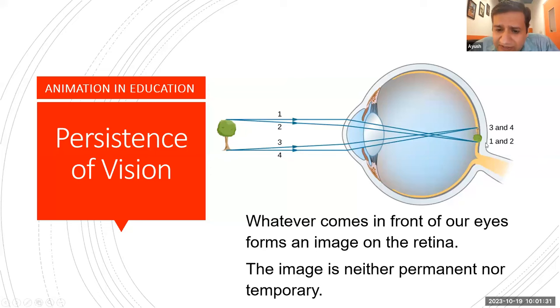The thing is that the image that is formed, this is important, is neither permanent nor temporary. It stays on that screen, the retina, for some time, and then a new image comes. Either our head moves or something moves. So there's a new image all the time coming continuously. So this stays for a very tiny amount of time. Who knows how much time it stays for? Somebody said 1 by 24 of a second. That is close to the answer, but it's actually slightly different. It's more like 1 by 15 of a second.